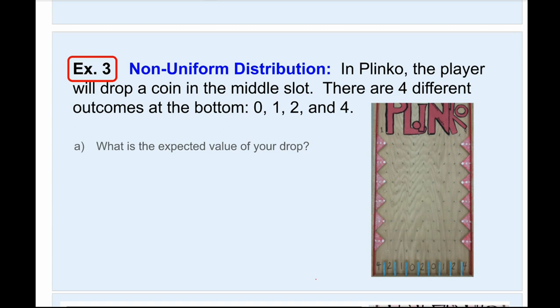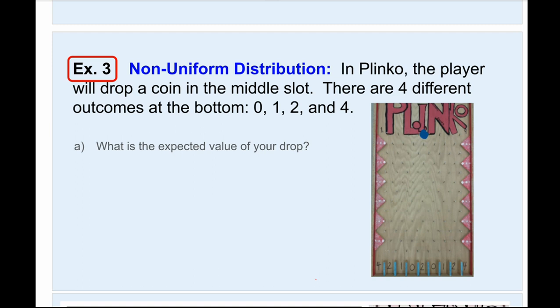So in Plinko, the player will drop a coin in the middle slot. So in this case, we're going to say it's going to be dropped here. We're going to drop a coin down here. There are 4 different outcomes at the bottom: 0, 1, 2, and 4. What is the expected value of your drop?